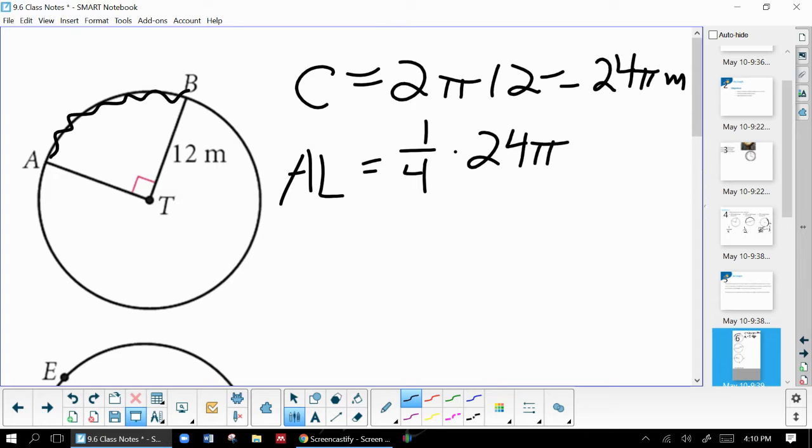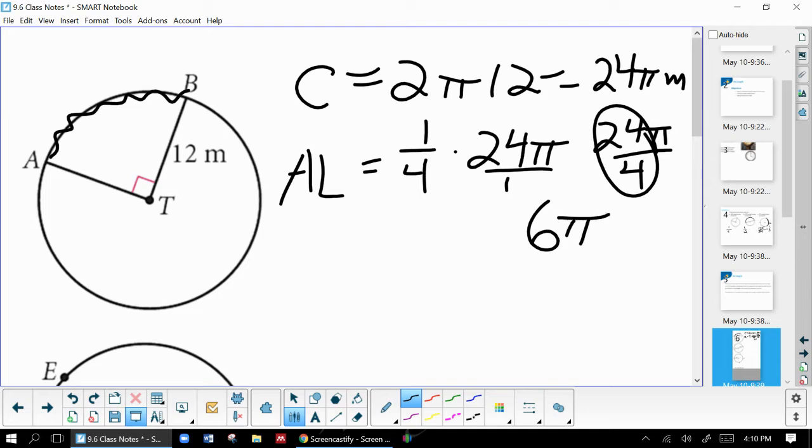Now, you could do this a couple different ways. If you knew that 1/4 of 24 is 6, that's great. You could treat it like a fraction and multiply straight across to get 24 pi over 4, and then divide 24 by 4 to get 6. But a quarter of 24 is 6 pi.